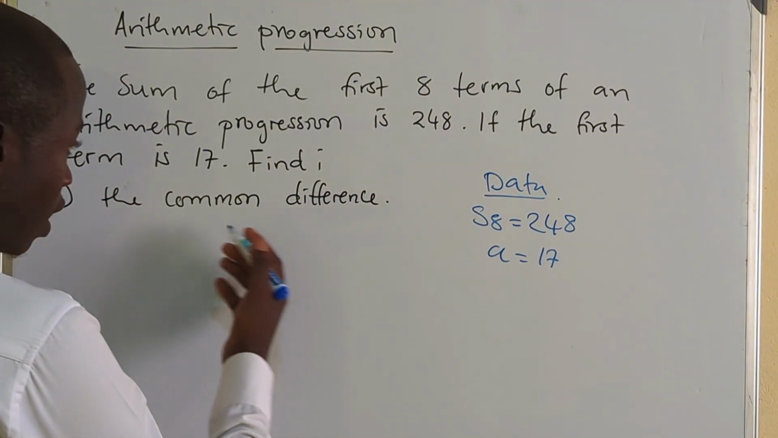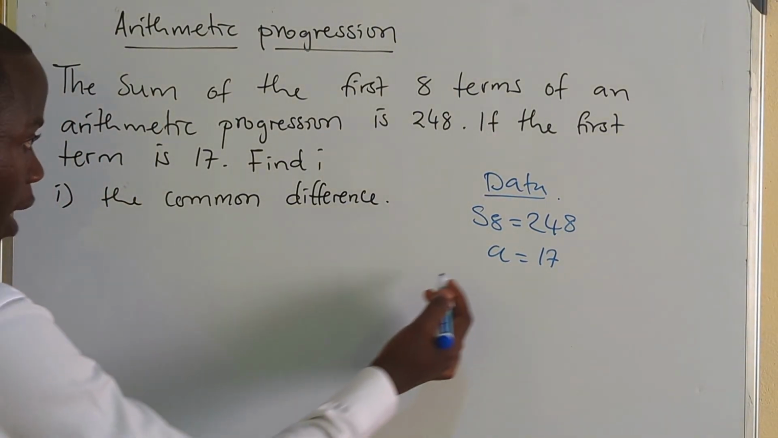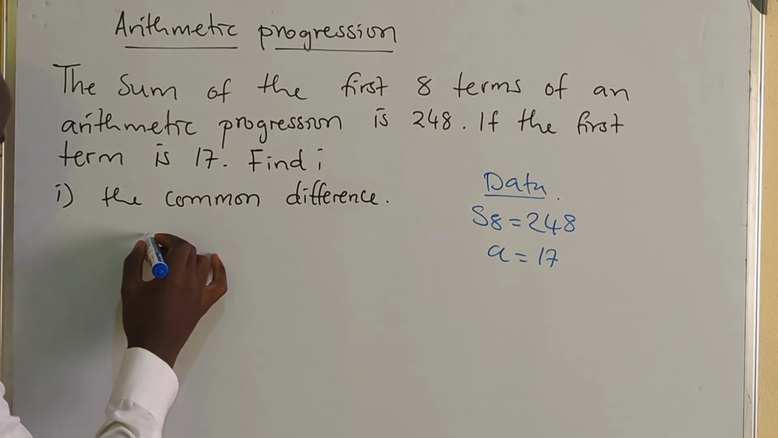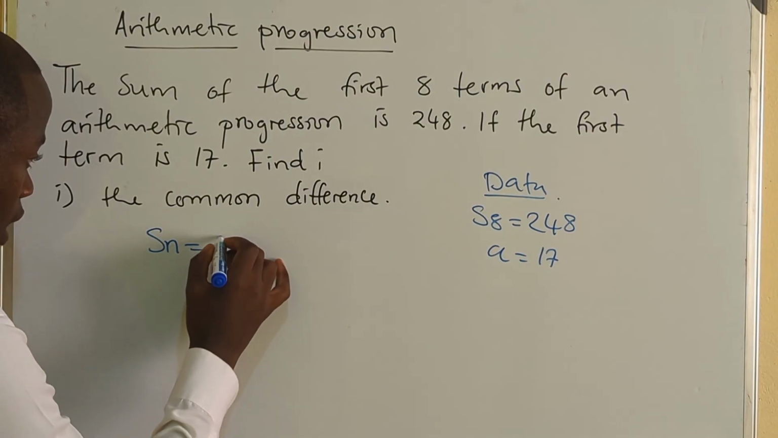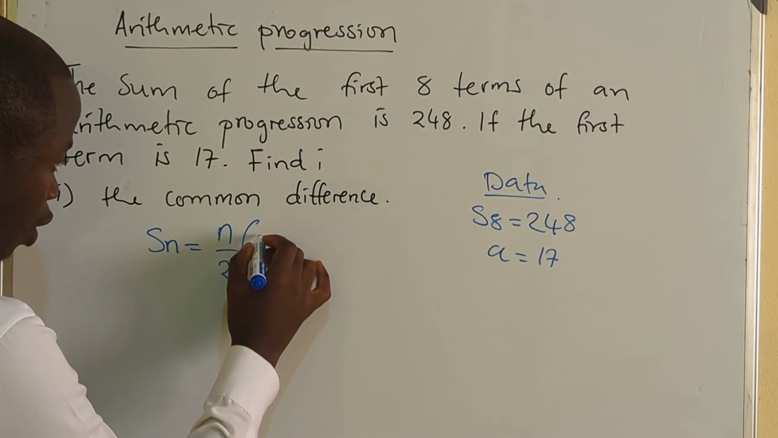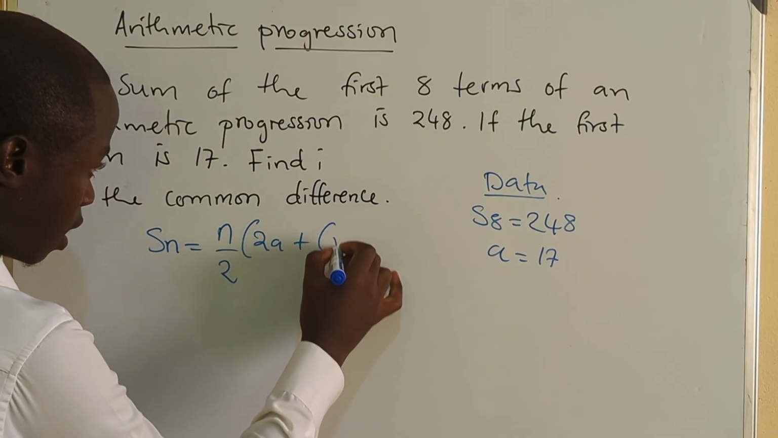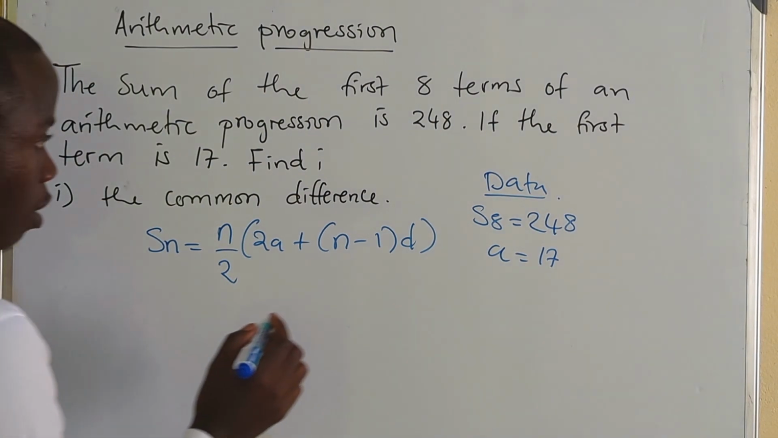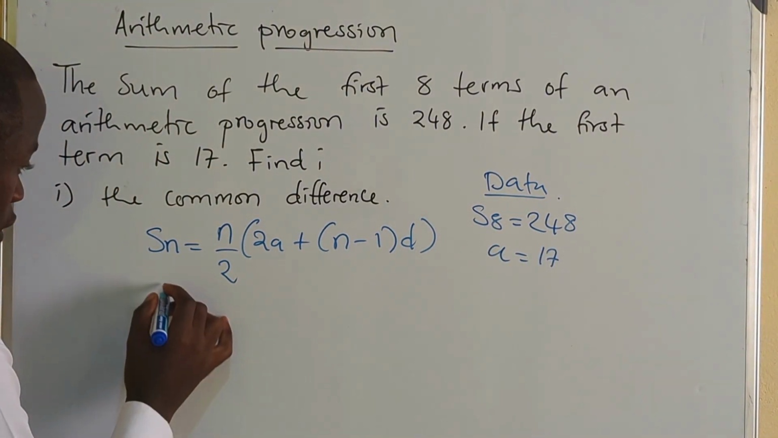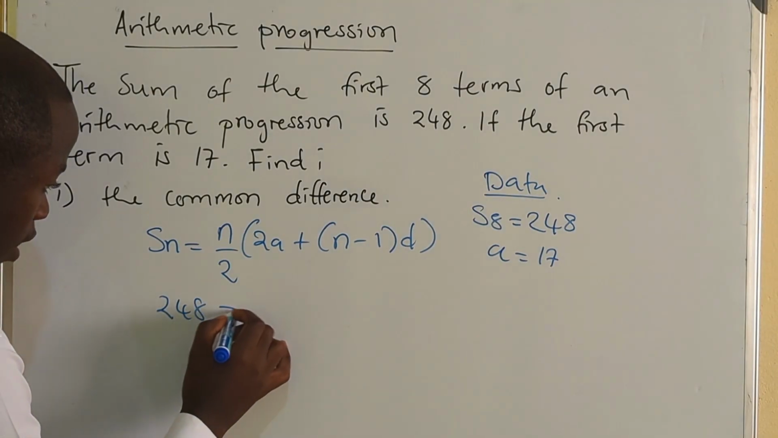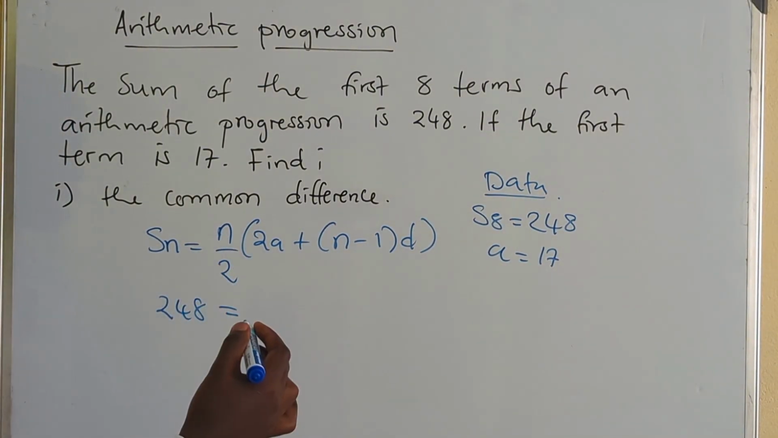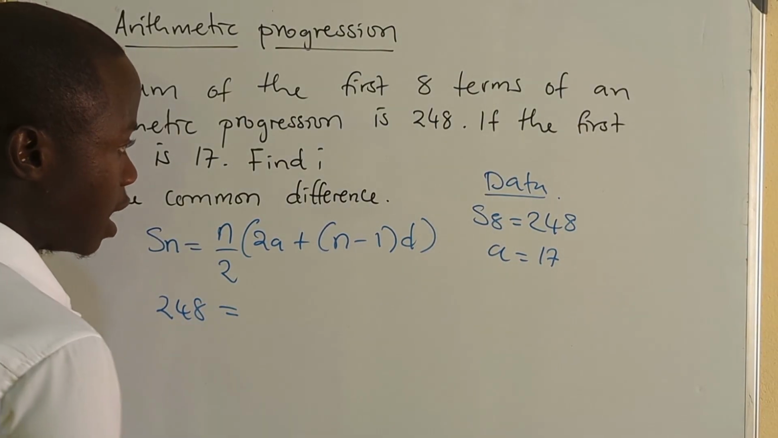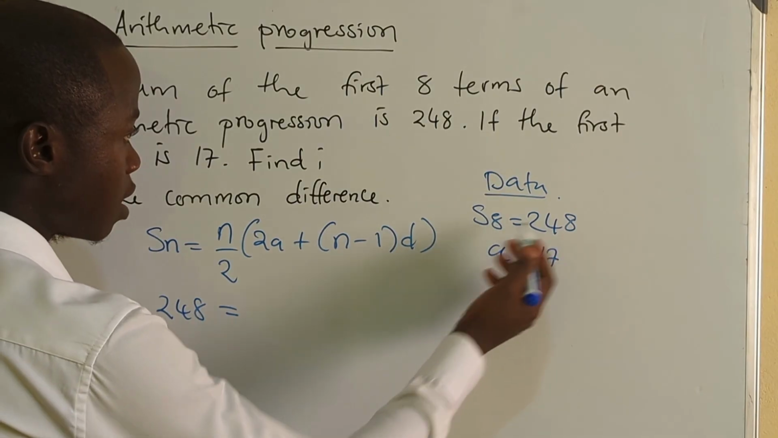So to proceed finding the common difference, we are going to apply the formula for the sum, since we are given the sum and also the first term. So the sum is equal to n over 2 multiplied by 2a plus n minus 1 multiplied by d. So on the sum of terms, we are going to put 248. So here we have 248 is equal to, and here n represents the number of terms. So the number of terms, this is 8, and the sum of 8 terms, this is 248.